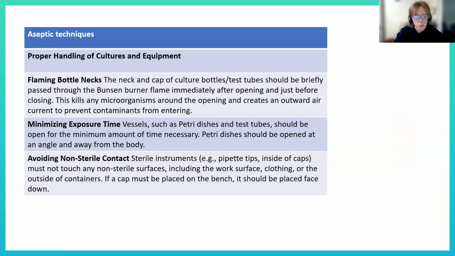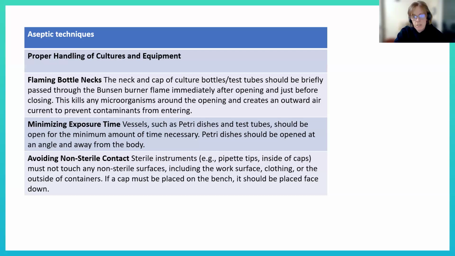When we're actually working with the bacterial cultures, by that I mean bacteria that's been growing in a broth full of sugar and nutrients, what we do when we open it up is we flame the neck of the bottle, so literally pass it through the Bunsen burner flame immediately after opening it and just before closing it. So any microorganisms that have got trapped around the opening, because they're like screw caps, should be killed off, hopefully. And it also creates an upwards current, stopping anything that's in the air from entering.